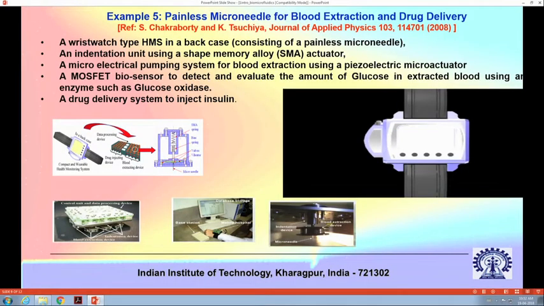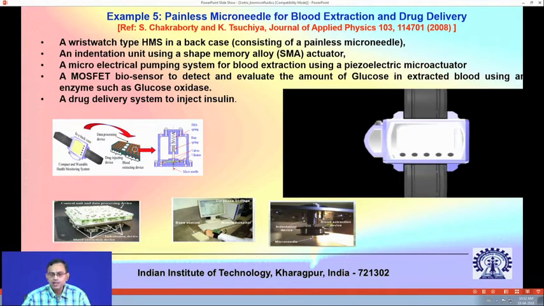Okay. I will talk about a few more examples, and this is a very unique example where we worked on a research problem of painless microneedle development for blood extraction and drug delivery. This work was done in collaboration with Professor Suchiya from Tokai University located in Kanagawa in Japan. The whole objective of this was to design a microneedle for diabetes management. Diabetes management was considered to be a case study, but it could be applied to any situation. So, look at the device.